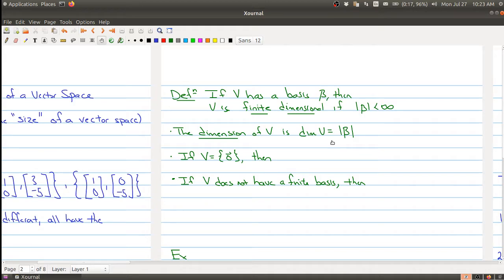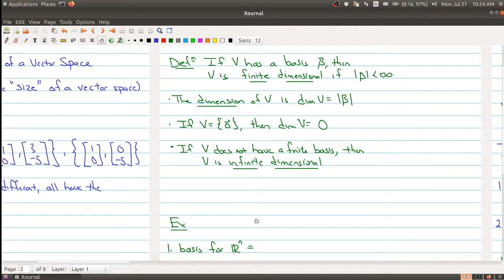A couple of things to pay attention to: if your vector space is the zero space, then the dimension of your vector space is said to be 0. And if V does not have a finite basis, then we say that V is infinite dimensional. Now we don't see a lot of infinite dimensional vector spaces in Math 1B03, but they pop up with some regularity in some of your upper year courses. And I will give you an example in a second.